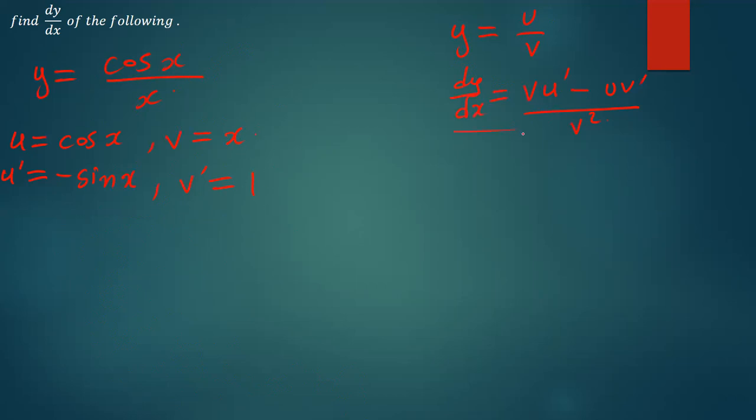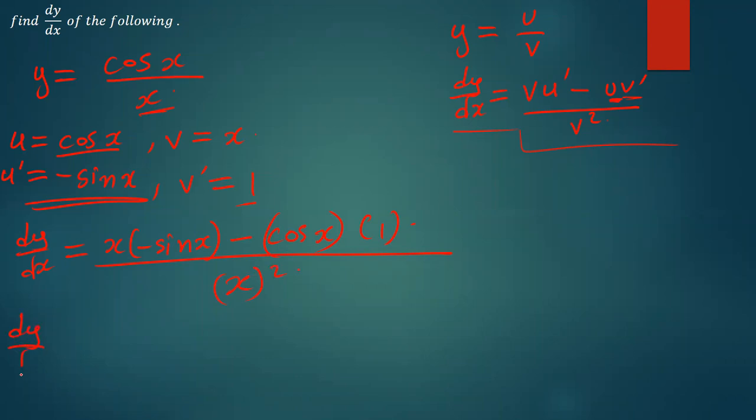Now we plug into this expression. We're going to have dy/dx equal to the value of v, which is x, and then u prime, negative sine x. This is my u prime, and then we have u there, so we say minus u, which is cos x. Then there's also v prime. V prime is simply 1. Then we're dividing everything by v squared. V is x, so we're saying x squared.